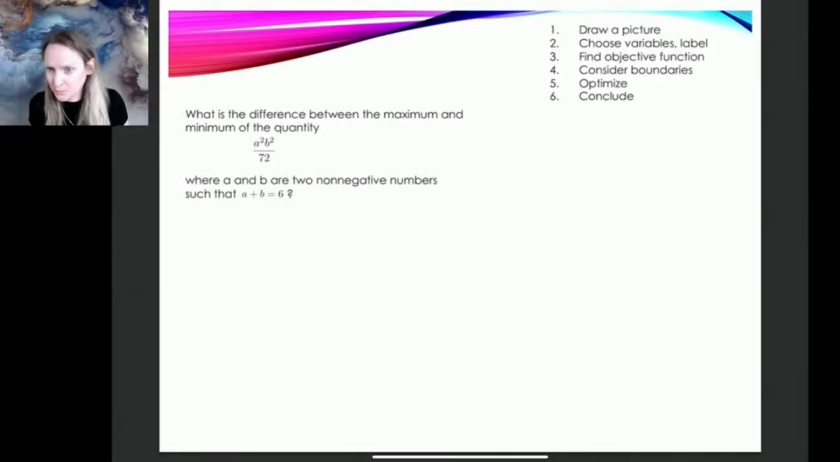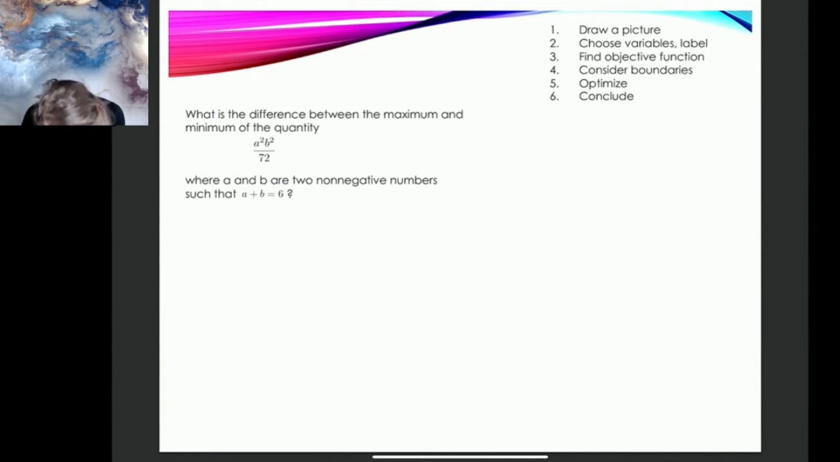Because this is a really different flavor from any of the other ones that we've done, where we're posed an abstract problem. There's not really an application in mind. We just want to know the difference between the maximum and minimum of the quantity a squared b squared over 72, where a and b are two non-negative numbers such that a plus b is 6.